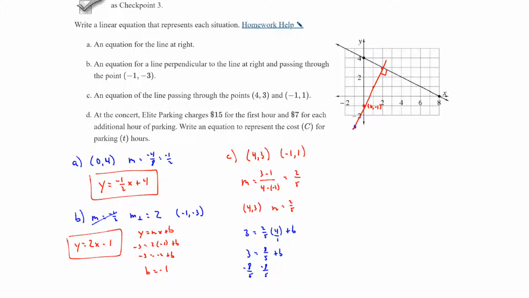Well, not equal. And if you take 8/5, 3 minus 8/5, you will get 7/5. So 7/5 is equal to b. And so that gives us enough to write the equation y equals your slope of 2/5 times x plus 7/5.